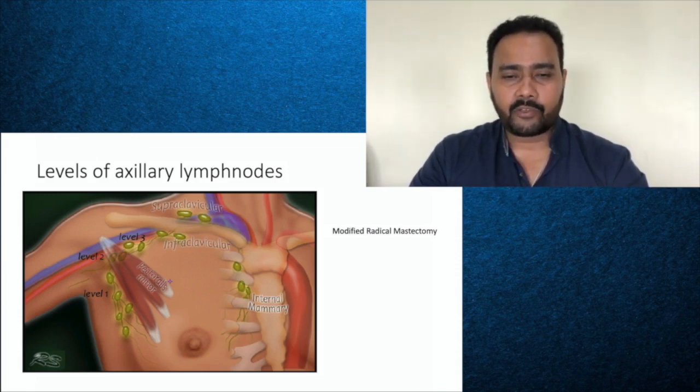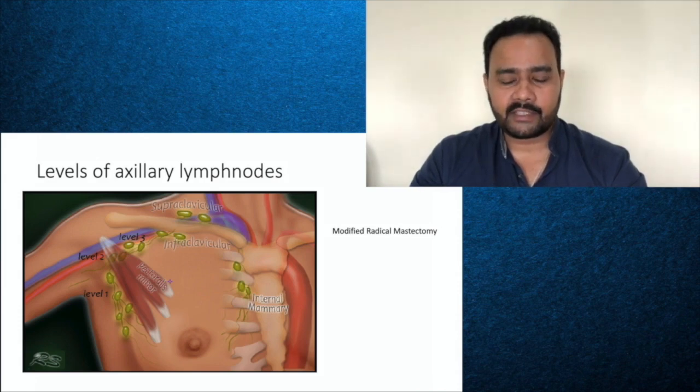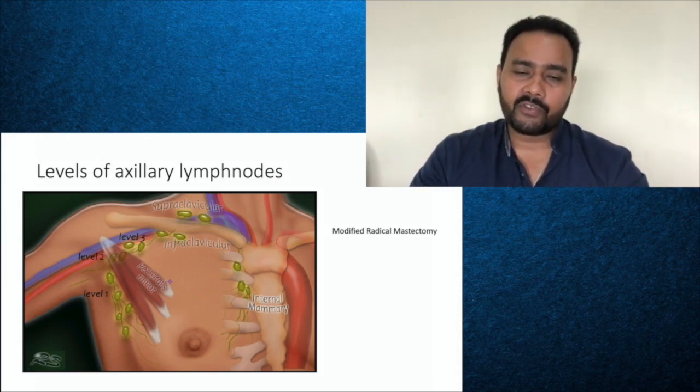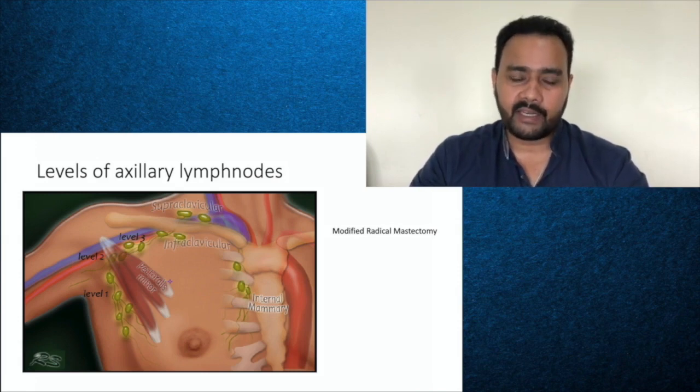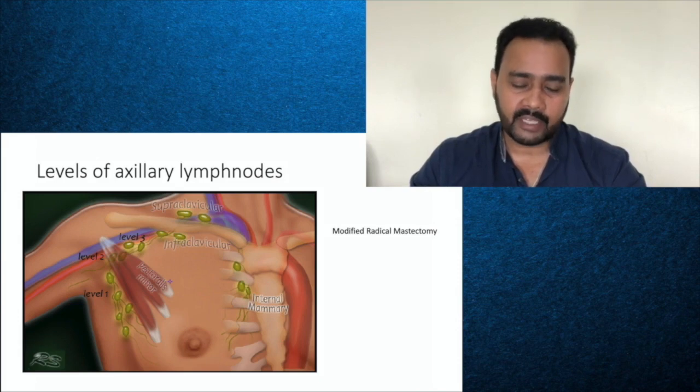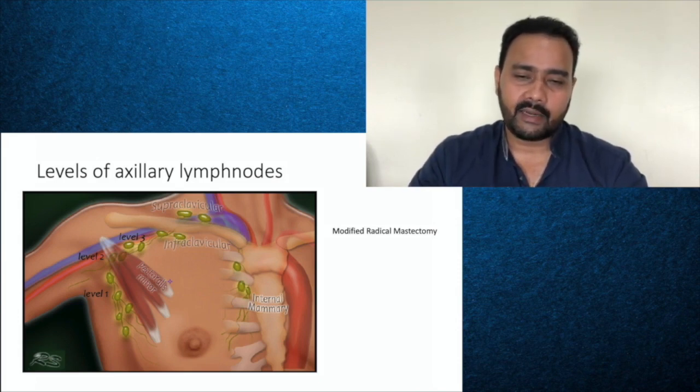So the pectoralis minor muscle, you can see the axillary vein, right? The axillary vein crosses behind the pectoralis minor muscle. So any lymph nodes that are below the pectoralis minor muscle are called level 1. Any lymph nodes that are behind the pectoralis minor muscle, we call level 2, and any lymph nodes that are above the minor muscle, we call level 3.